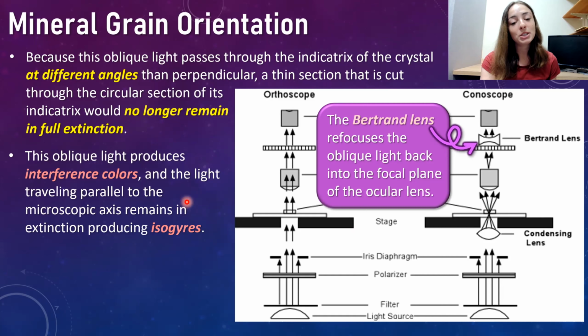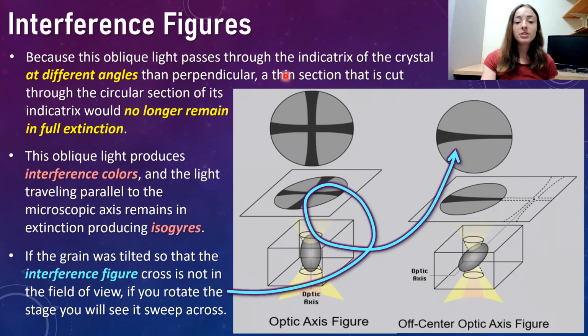But I guess something I didn't mention earlier is isogyres. When you get these interference colors, you only get them where the oblique light is being refocused back into the field of view. Where the straight light is coming through, that parallel to the microscope axis light, that's still going to be in extinction. And so this is going to cause you to have black lines in your field of view that are called isogyres. These isogyres look like this, typically like a cross if it's centered in the field of view. And this is called an interference figure.